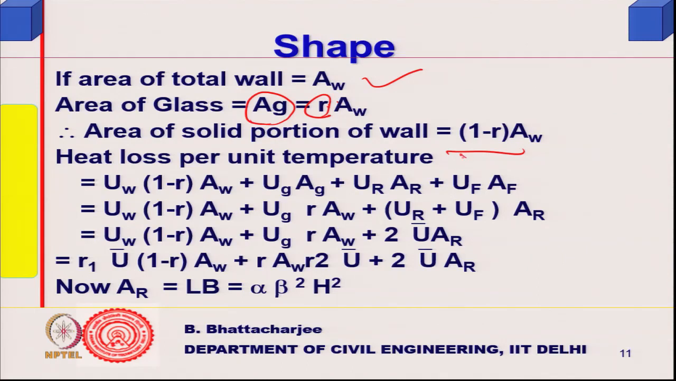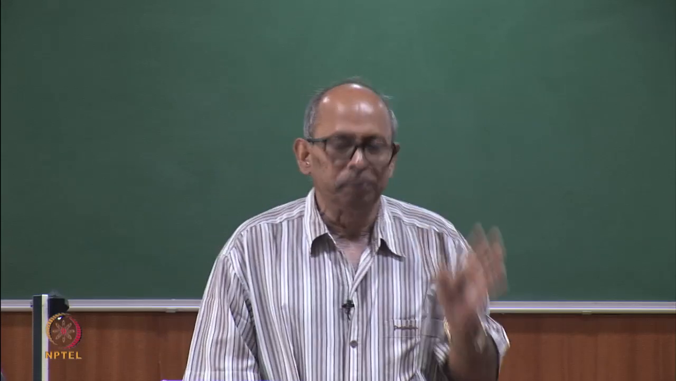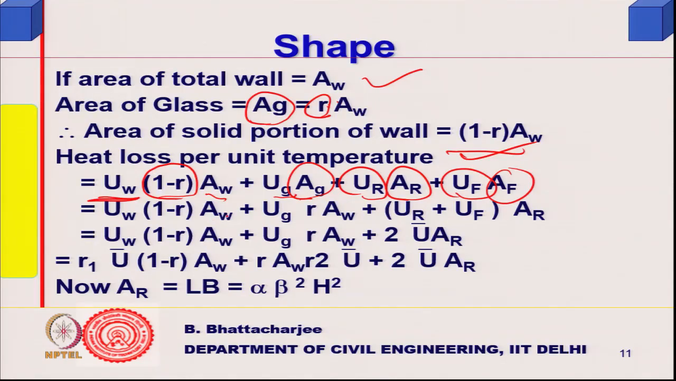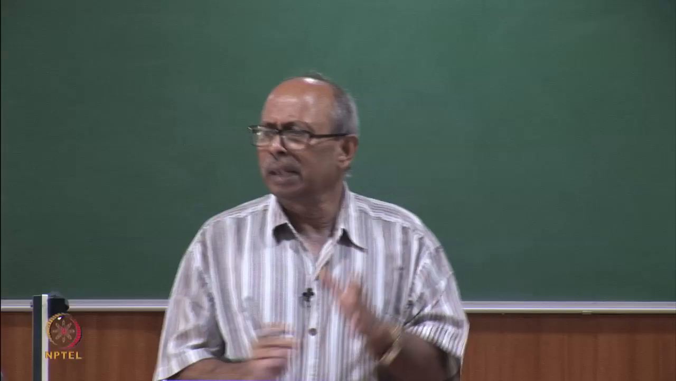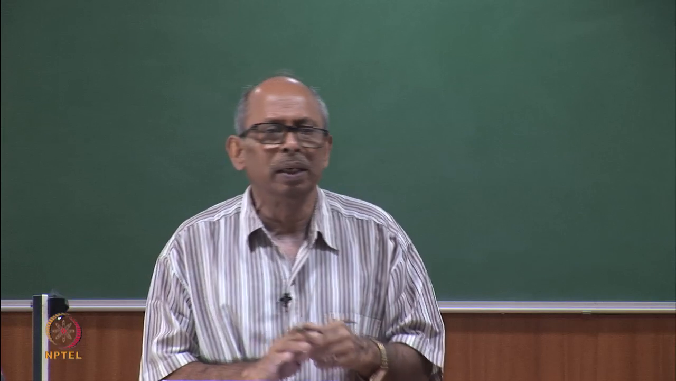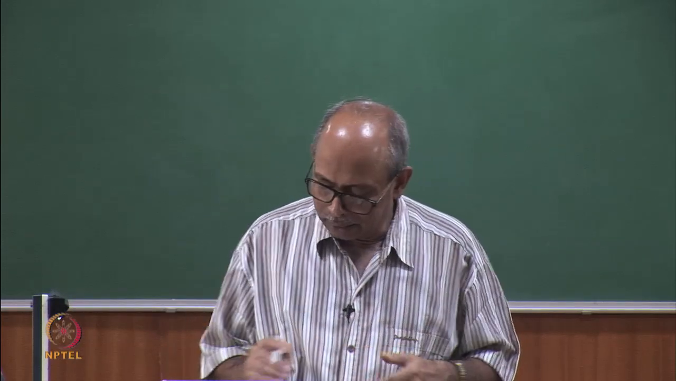So, heat loss per unit temperature, then one can calculate out. So, U of the wall, now portion of the wall is 1 minus R, into area of the wall, U of the glass into AG, U of the roof into AR, U of the floor into AF. One thing, most of the walls will have, supposing I am just looking at the boundary of the building, all walls will have similar construction. It is unlikely that one wall is of one construction, and let us say simple case you are dealing with, you can complicate it for large building and things like that.